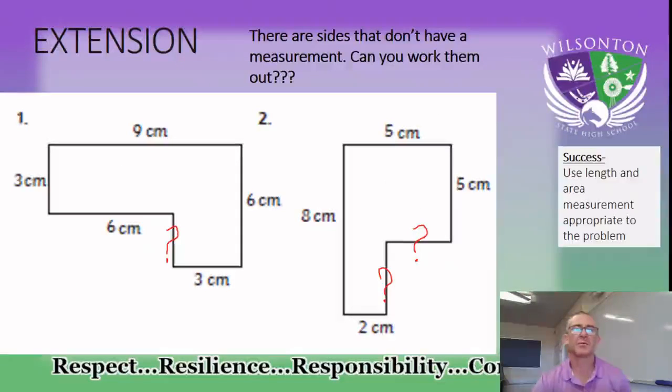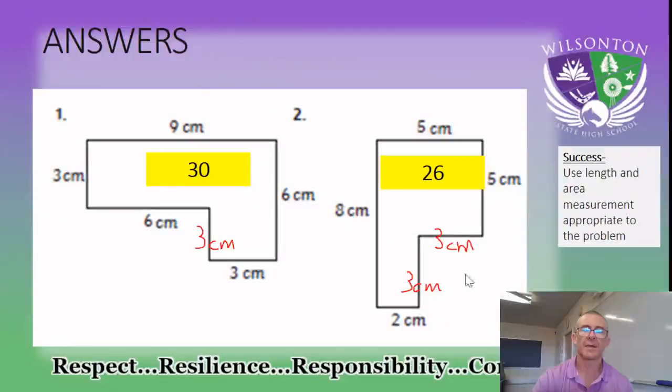Rightio, to finish up today, we have an extension activity. As you can see, we've got 2 irregular shapes on the screen there now. It has dimensions around the outside, but there's certain sides on these 2 shapes that haven't got the measurements written in. You have to work them out. So you need to try and work out what the length is of those sides on those 2 shapes. Work it out and then add up the sides to work out the perimeter for those 2 shapes. Away you go.